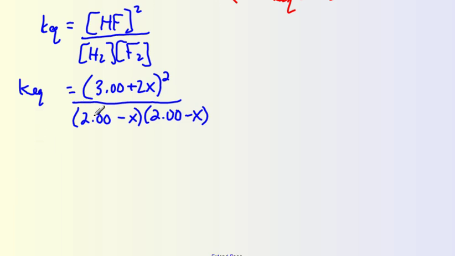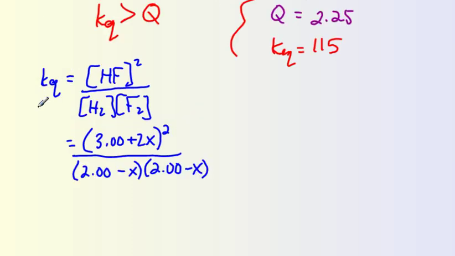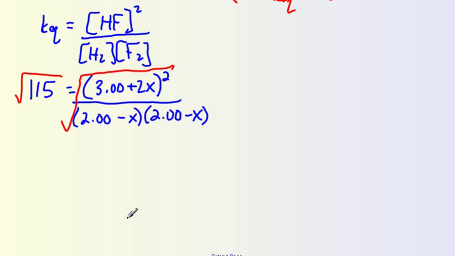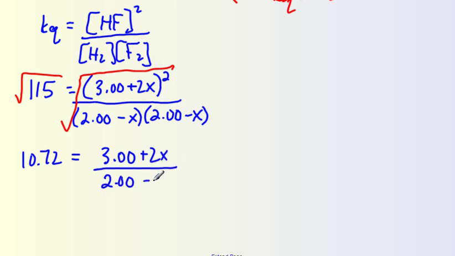Alright, so this is great. We can simplify this. In the numerator we have 3 plus 2x squared. In the denominator we have 2 minus x times 2 minus x, so that's 2 minus x squared. So we can find the square root of both sides. And I didn't put my KEQ in there, so let's do that. It was 115, yes? Yeah. So we can take the square root of both sides, and we can avoid the quadratic equation. The square root of 115 is 10.72. In the numerator, 3 plus 2x. In the denominator, 2 minus x. And now we can solve for x without too much trouble.